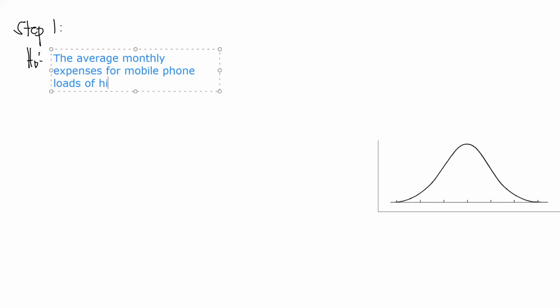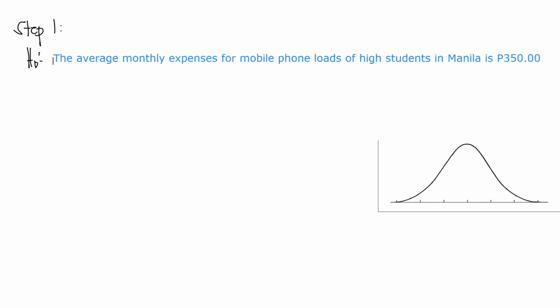Sorry, let me write that long. High school students in Manila is how much? 350 pesos. So that would be our null hypothesis. But do not forget to write the symbol. So what would be the symbol? The mathematical symbol would be mu is equal to 350.